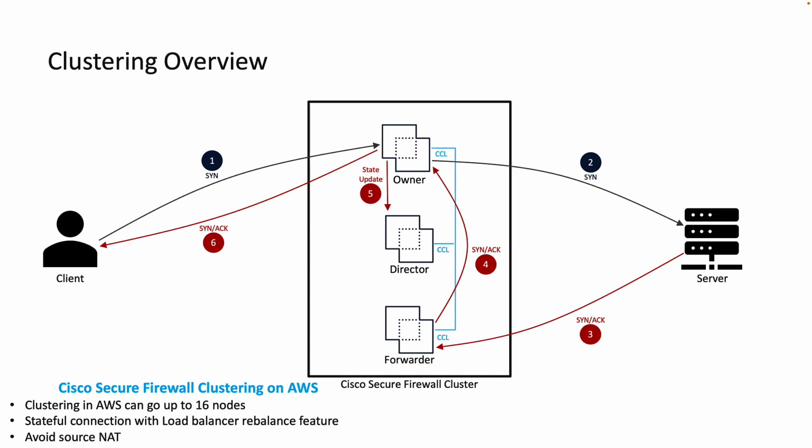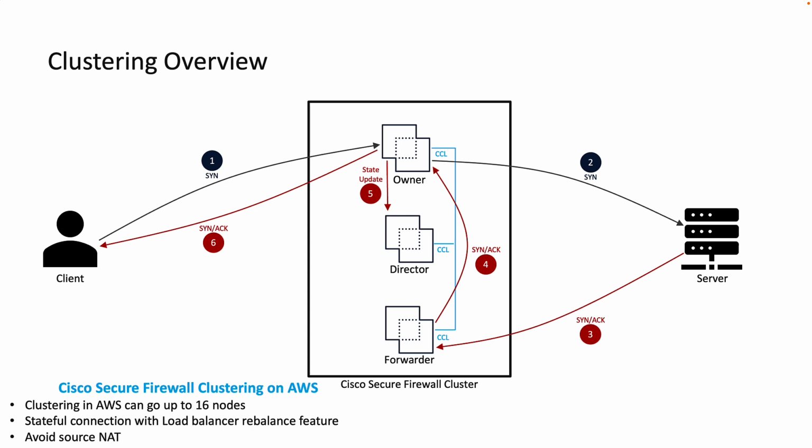And on the left-hand side, we have the client, and on the right-hand side, we have our server. This cluster can grow up to 16 nodes. The other advantage of having a cluster in your infrastructure is that in the event of failure, we can quickly recover your connection because we share state across different nodes in our cluster.